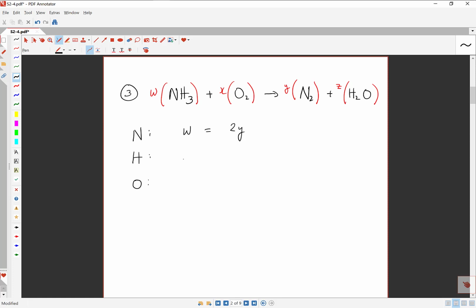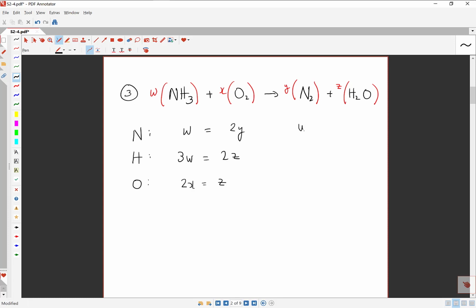So for hydrogen, we would have 3w equals 2z. Okay, and then finally the oxygen equation, we would have 2x equals z. So those are the three equations that we're going to be putting into our system. And it's more natural to have these written so that you've got all the variables over on the left. So let's just do a rewrite for each of these.